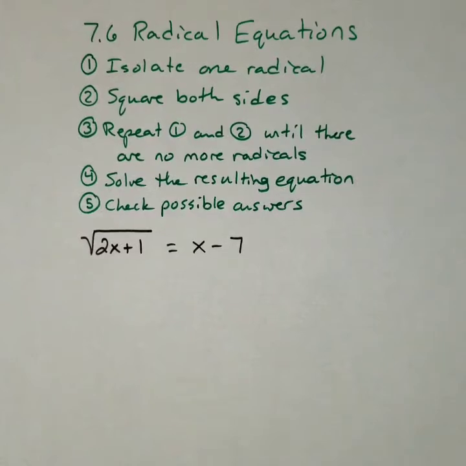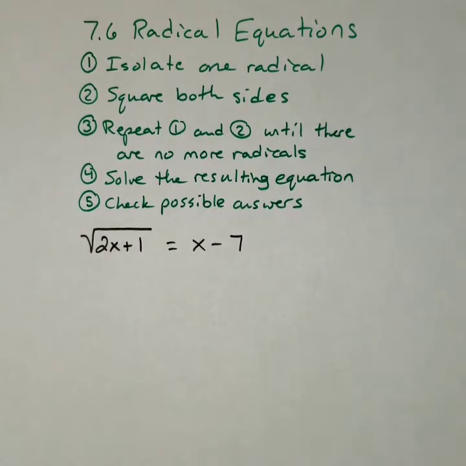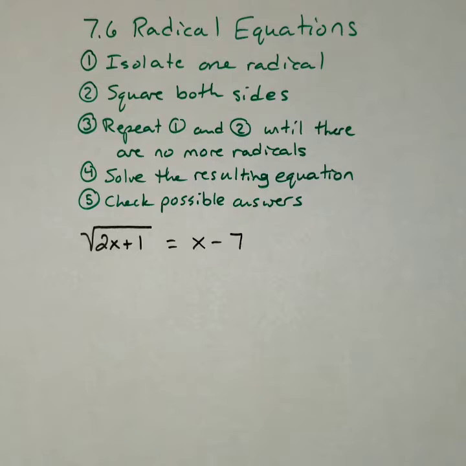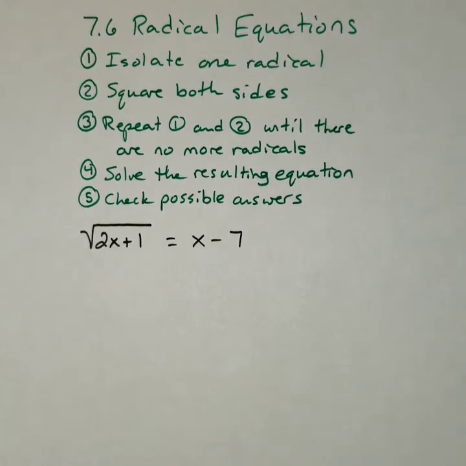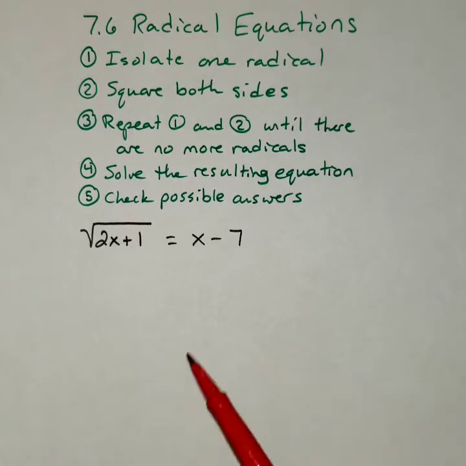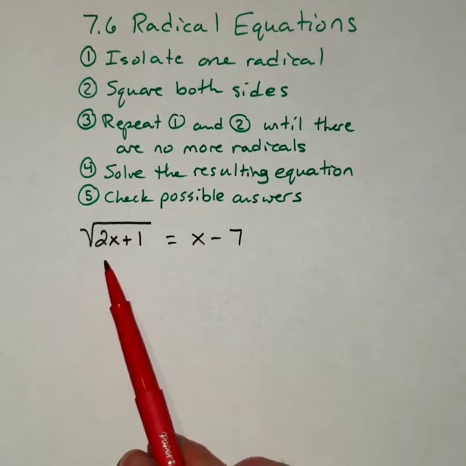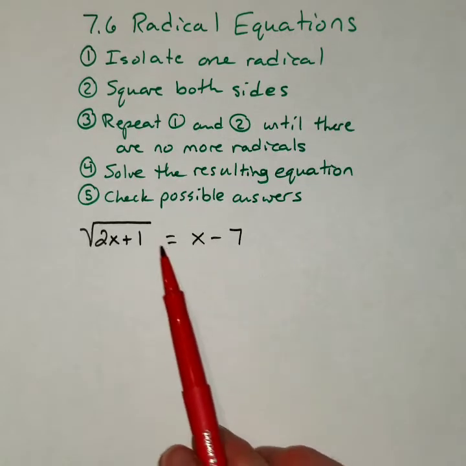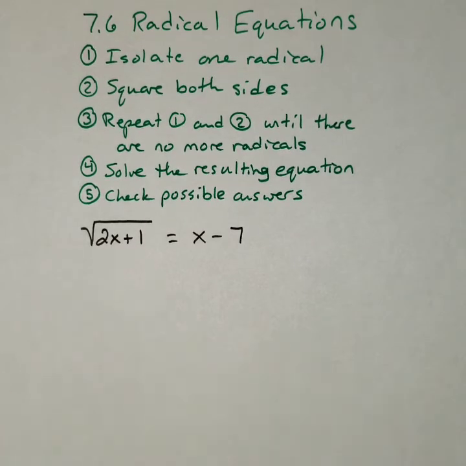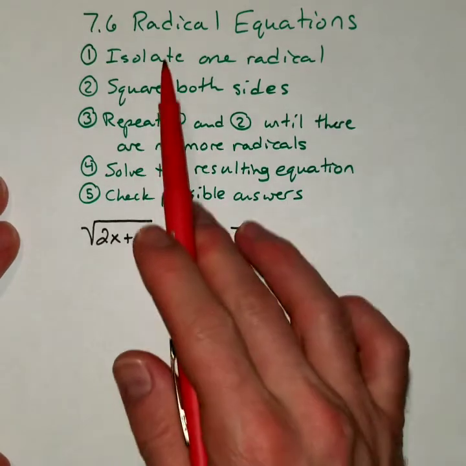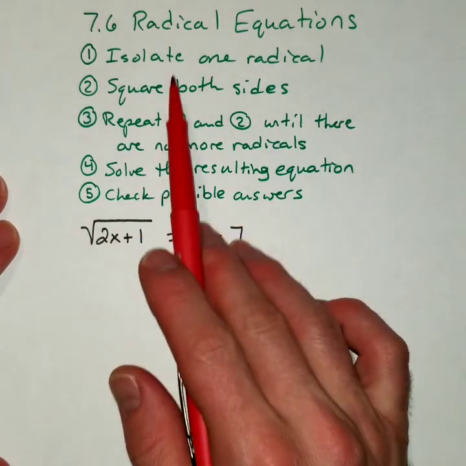Alright, so now we're going to just continue working with more difficult radical equations. Again, I've got the 5 steps up on top. This example has a couple different terms on the right, but still has one radical on the left. So I don't have to isolate the radical, it's already by itself.